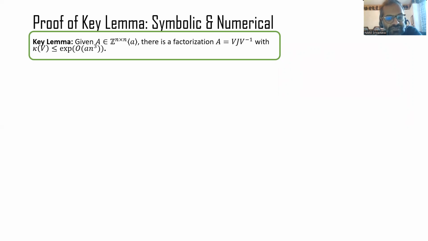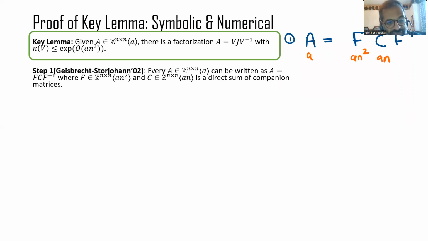Okay, so we have this integer matrix A, and we want to bound the condition number of this V. The first step is to appeal to a result of Giesbrecht and Storjohann from 2002, which says that any integer matrix is similar to a companion matrix. This is the Frobenius canonical form I mentioned earlier, with some control on the number of bits. If A has little a bits, then it can be written as F C F inverse, where C is a companion matrix, F is invertible, F has n squared a bit entries, and C has n a bit entries. So the added thing here is control on the bit length of the entries. They prove this via a fairly complicated algorithm, actually. So that's the first step: you write the Frobenius canonical form with controlled bit length.